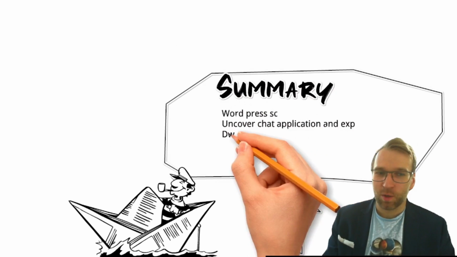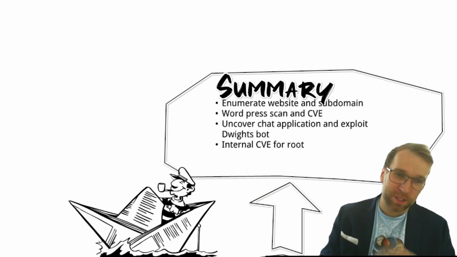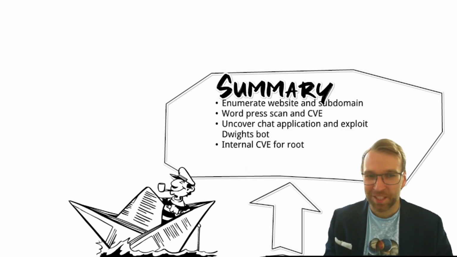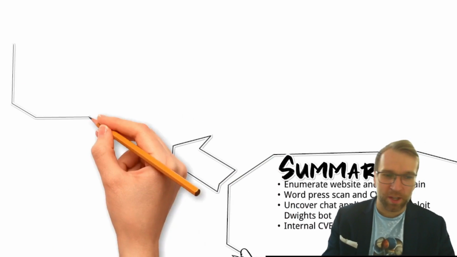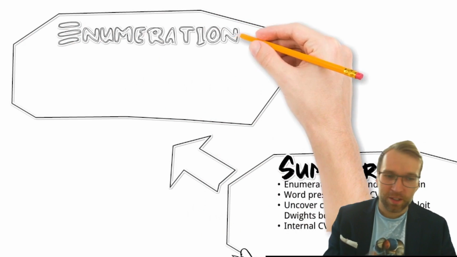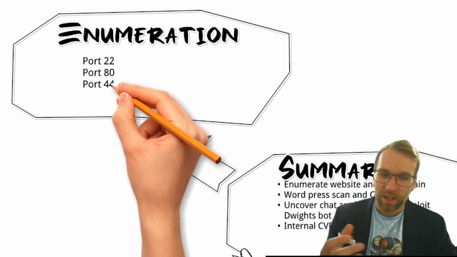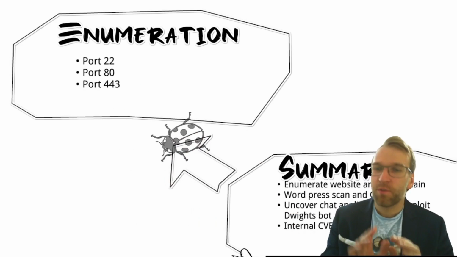We're going to be dealing with WordPress. First we're going to do some website enumeration, subdomain discovery. Then we're going to learn about WordPress from a WP scan. There's a CVE. We'll find a chat application with a bot, exploit that, get on the machine, take advantage of a CVE for root. Fairly straightforward.